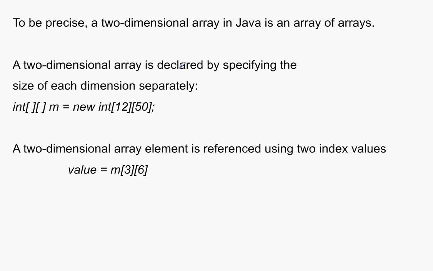A two-dimensional array is declared by specifying the size of each dimension separately. So 2 and 12 and 50. This two-dimensional array that's called M called a constructor. It's going to be filled with integers: 12 rows, 50 columns. A two-dimensional array element is referenced using two index values. Then we're going to have to use two of them, even if it doesn't look like it.